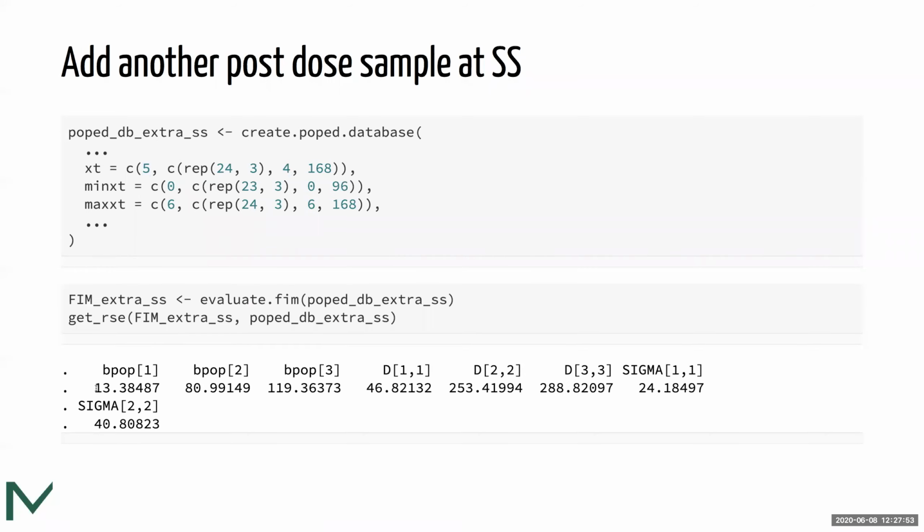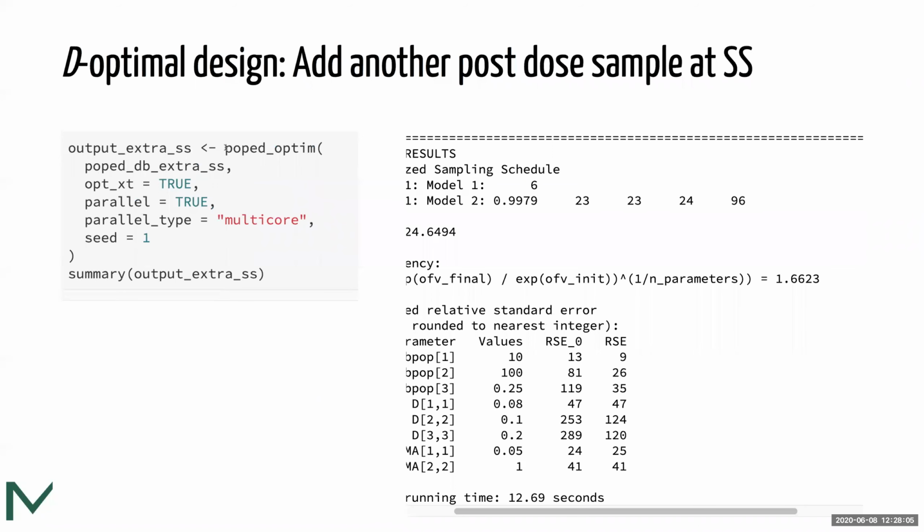If we evaluate that initial design, we're doing a little bit better, but not really good enough. The Ka is still 120%. So let's optimize over this space. We use the poped optim function again, and this is the optimized design. Again, this is very quick. In 13 seconds, we have an optimized design.